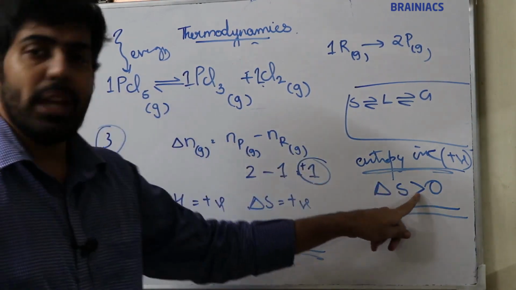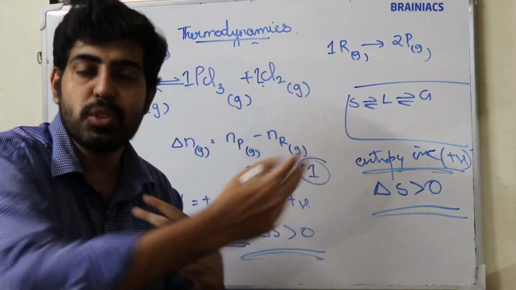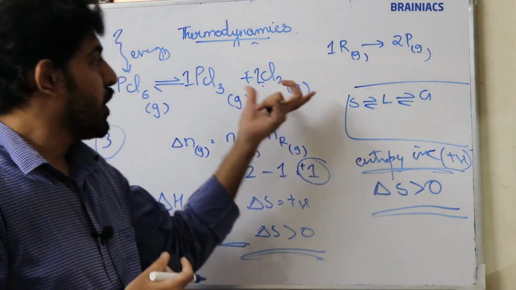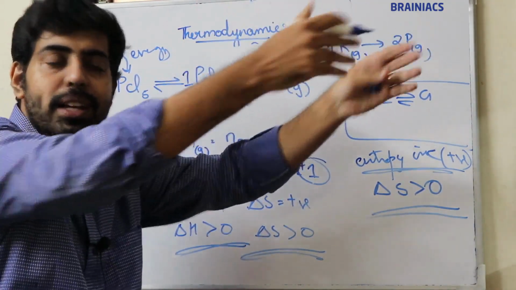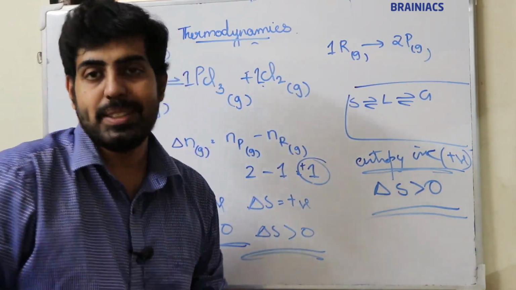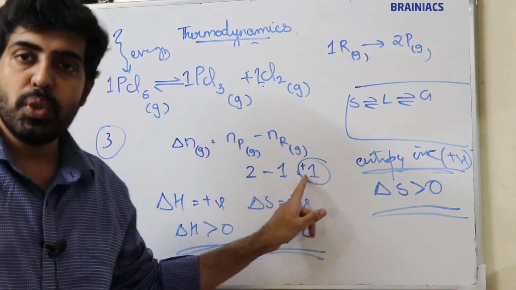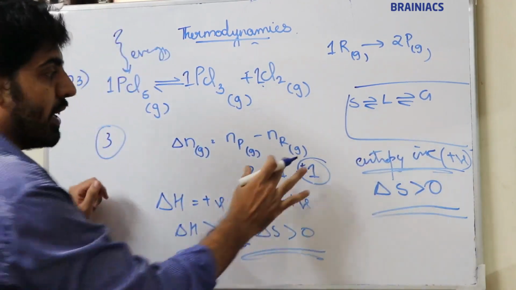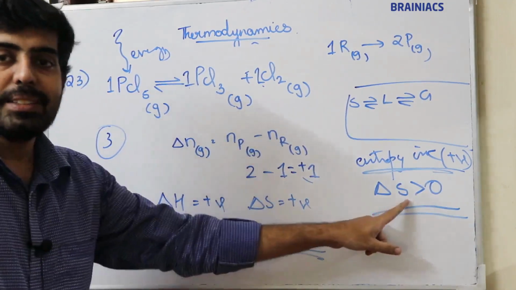Why is the entropy value greater than 0? Because here 1 mole of gas changes to 2 moles of gas, 2 gaseous molecules. That means the number of gaseous molecules increases. It indicates that entropy increases. Or you can also explain like this: if delta Ng value is positive, then entropy increases. Delta S is greater than 0, positive.